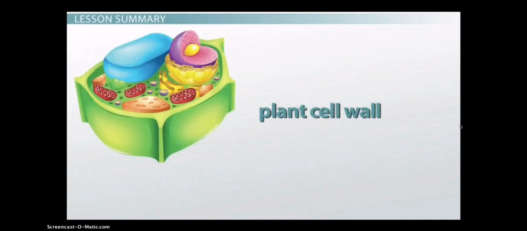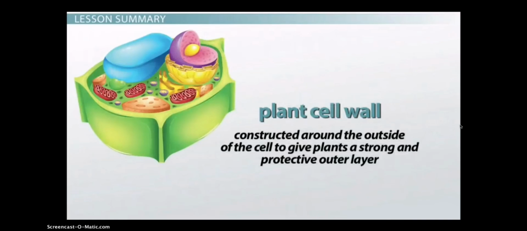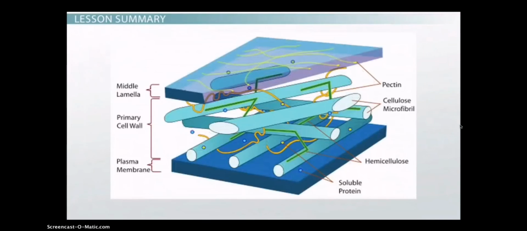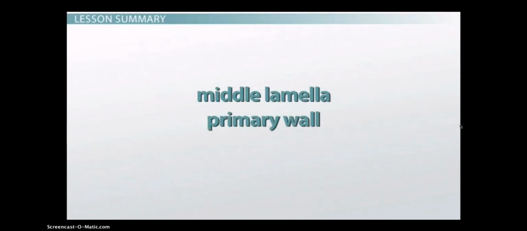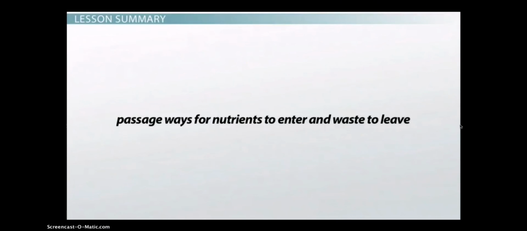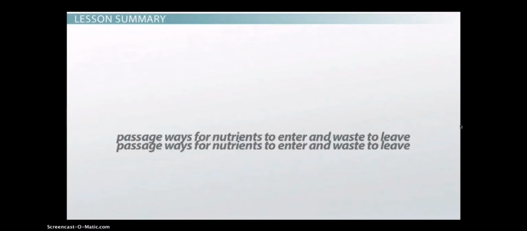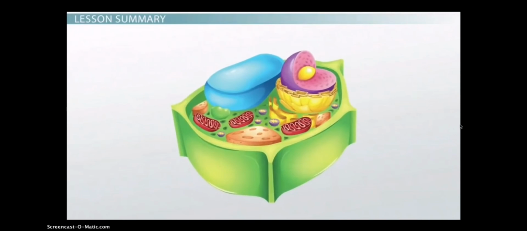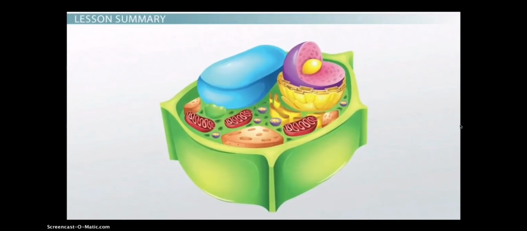A plant cell wall is constructed around the outside of the cell to give plants a strong and protective outer layer. The cell wall can be divided into 3 layers, each of which is made for strength and protection. These layers and their compositions not only protect the cell, but allow for the cell to function. The 3 layers are the middle lamella, the primary wall, and the secondary wall. There are passageways for nutrients to enter and waste to leave. The plant cell wall is unique to plants and plays many vital roles to making plants what they are.